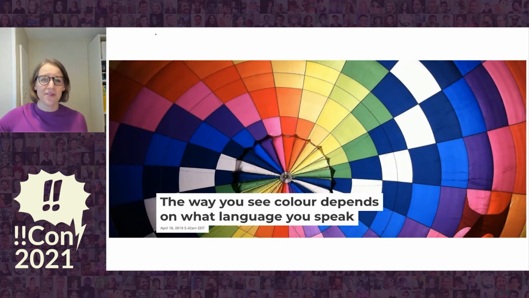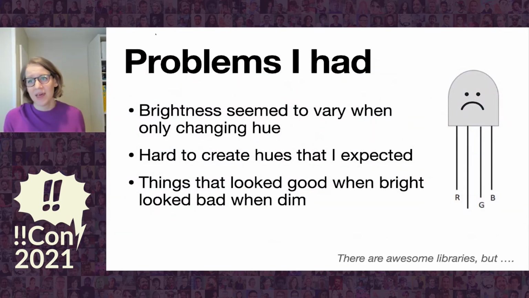Color can also depend on the language you speak. Some cultures have more names for something that we might think about as light blue or dark blue, or fewer names, and folks will actually see those as distinct colors or associate different meanings with them where we may not see the distinction. So back to the problems I had: brightness seemed to vary when only changing the hue.